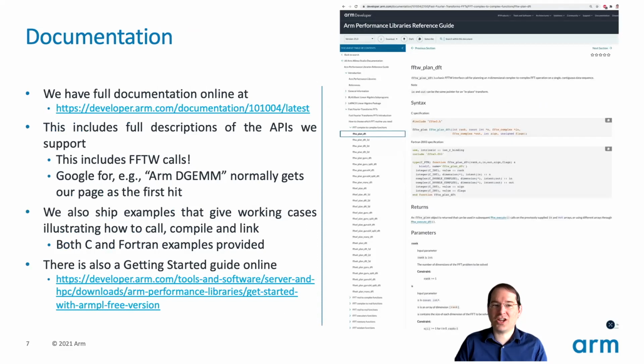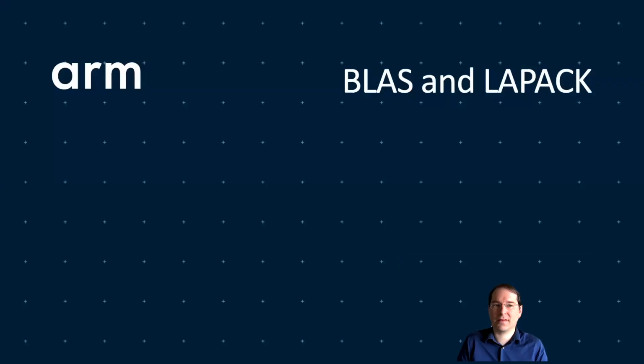As far as documentation goes, the open source libraries have their own pages, which I'll link to later on. As far as ARM performance libraries goes, we've got full developer documentation now online. So if you go and click there, you can find a full description of the API, including what all the parameters do and need to be passed in, for example. And there are also examples provided in the code when you have a look in your directories to find that, you can see how both C and Fortran calling into these functions actually works. And there's also a getting started guide online.